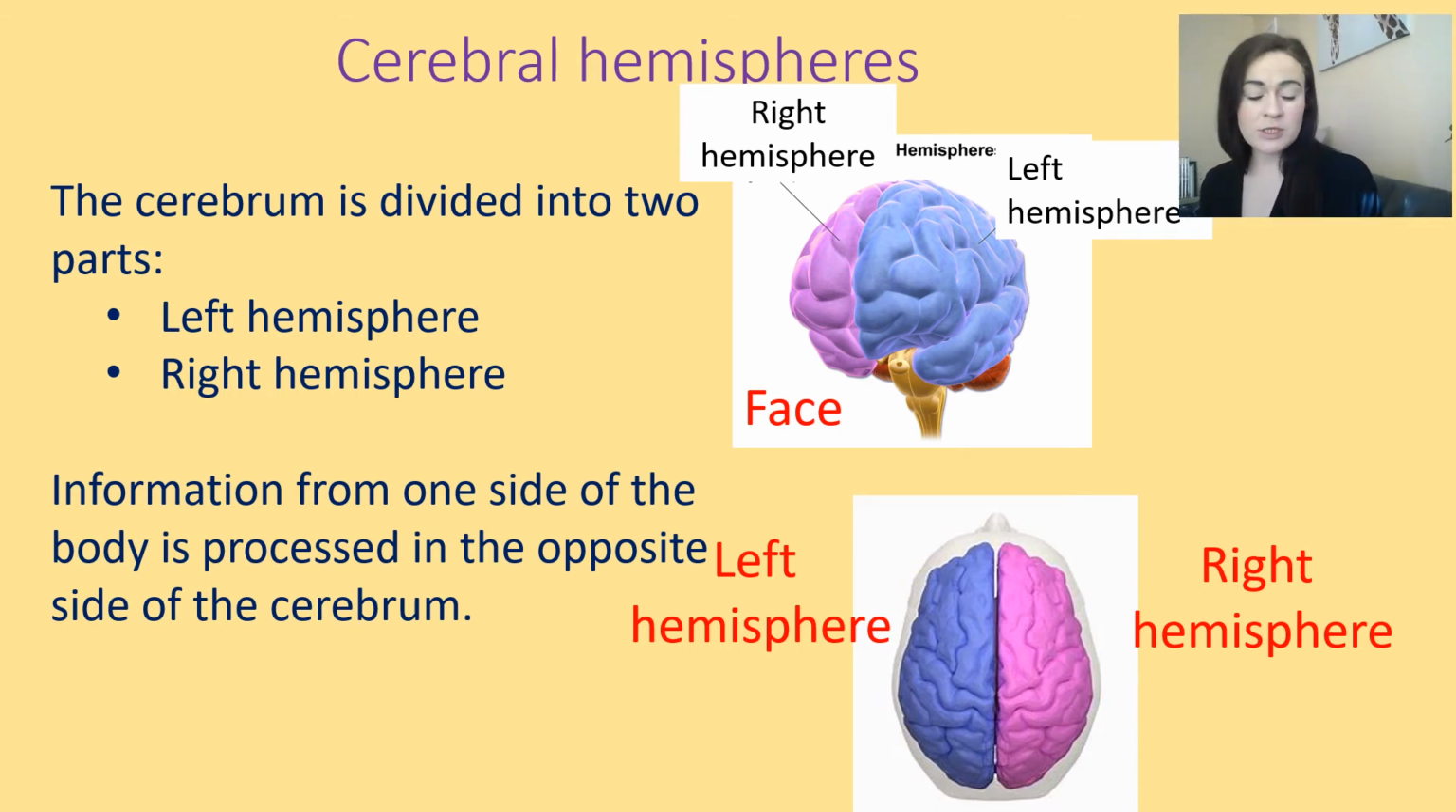The way it works is that any information about the right side of your body, so if I've got my right hand here and I feel something or pick something up, the part of the brain that processes all that on the right side of my body is the left hemisphere. And anything that I want to process about the left side of my body is processed on the right hemisphere. So basically, information from one side of the body is processed on the opposite side of the cerebrum.